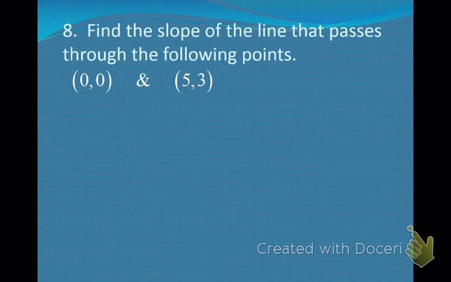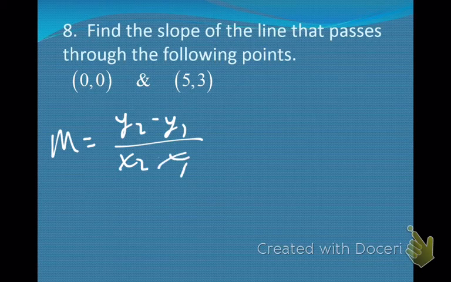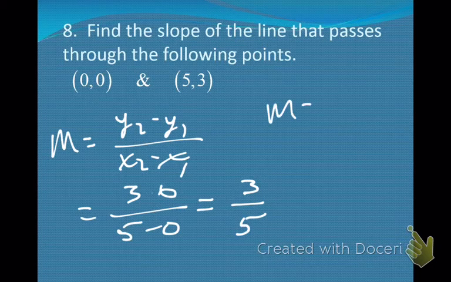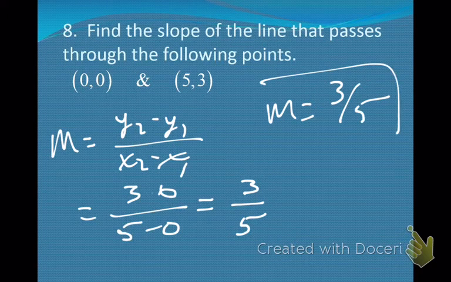Okay? Another one, real quick. Slope formula: y2 minus y1 over x2 minus x1. You can label them if you want. I'm going to go 3 minus 0 over 5 minus 0, and you get 3 over 5. And so the slope is 3 over 5. So we can find the slope from 2 points if we need to. We know that. We've done that before.